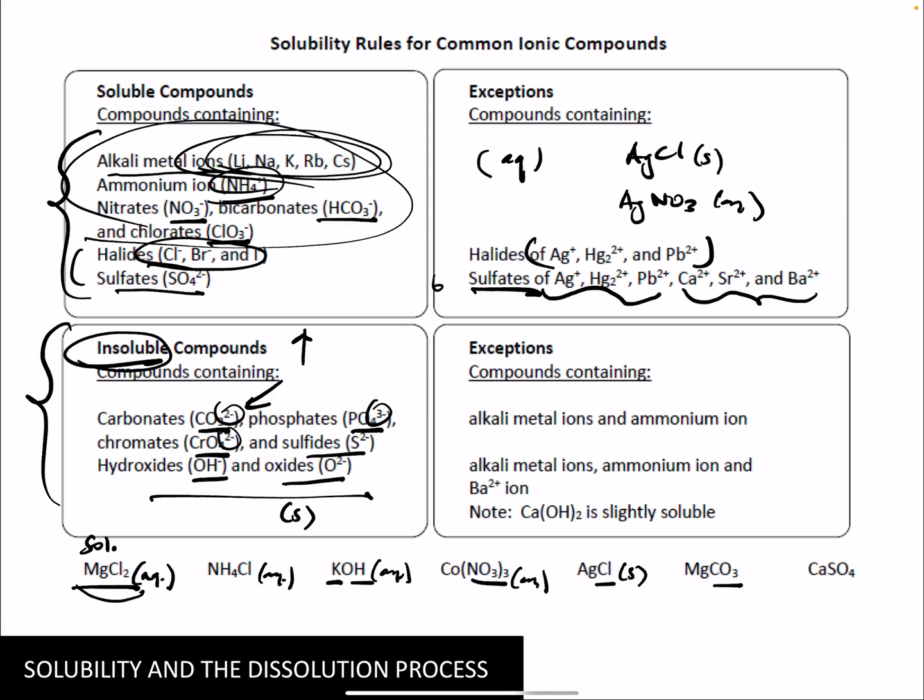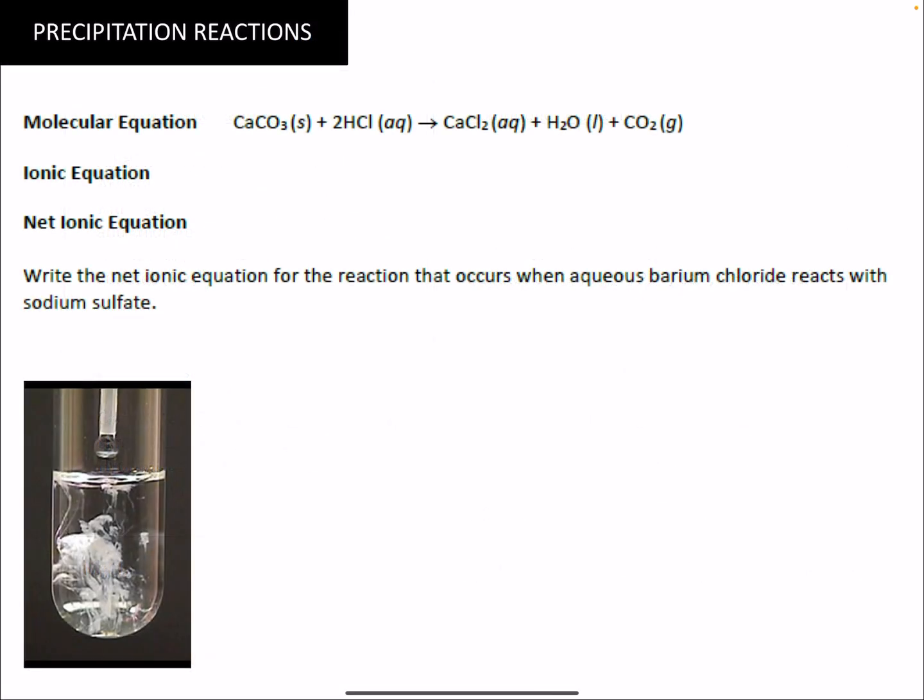Carbonates are usually insoluble, and this is not one of the exceptions, right? So this guy will be a solid. Sulfates are usually soluble with 6 exceptions, and calcium is one of those. So this guy will be solid, right? He'll be a precipitate. All right, so now with these rules, we can go back and we can apply them.